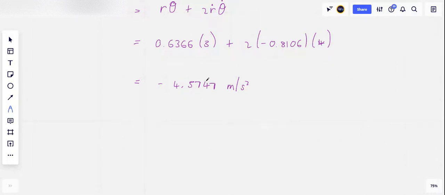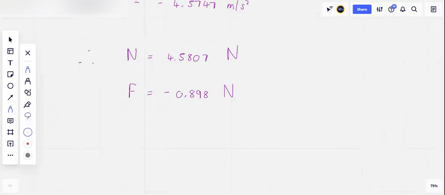So if we substitute these into our equations from Newton's second law, we get the force N to be 4.5807 newtons, and the force F to be minus 0.898 newtons. Now, the negative sign here indicates that F acts in the sense opposite to that shown in the free body diagram.